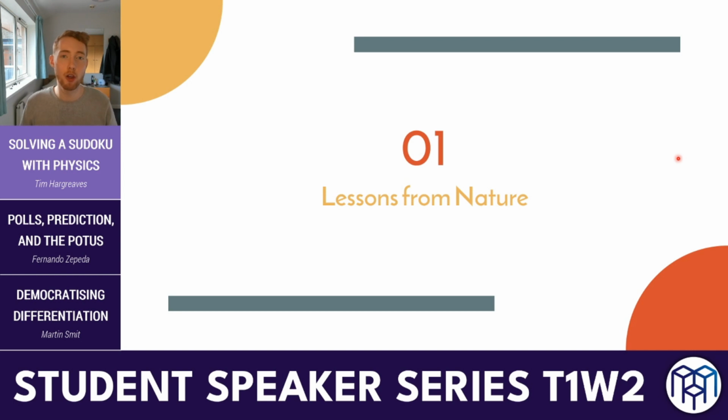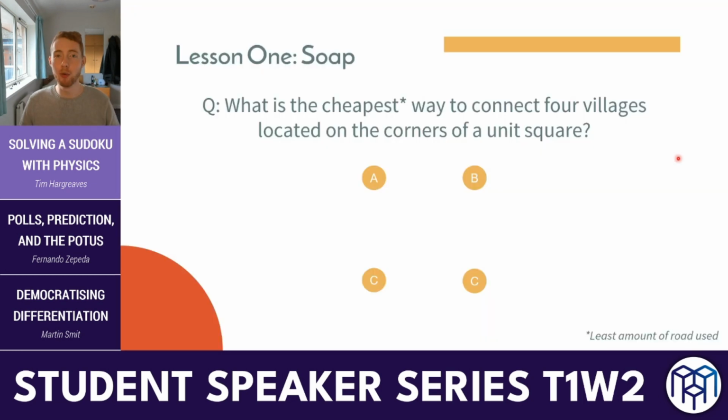Okay, so we're going to start off by looking at some examples of how nature is really, really good at optimization. And the first lesson we're going to learn about is soap. So we have a question here. What is the cheapest way to connect 4 villages located on the corners of a unit square, so a square with side lengths of 1? And when we mean cheapest, we mean the least amount of road used.